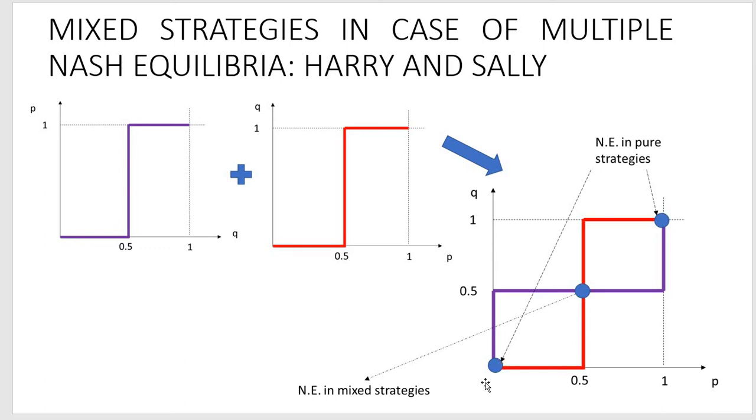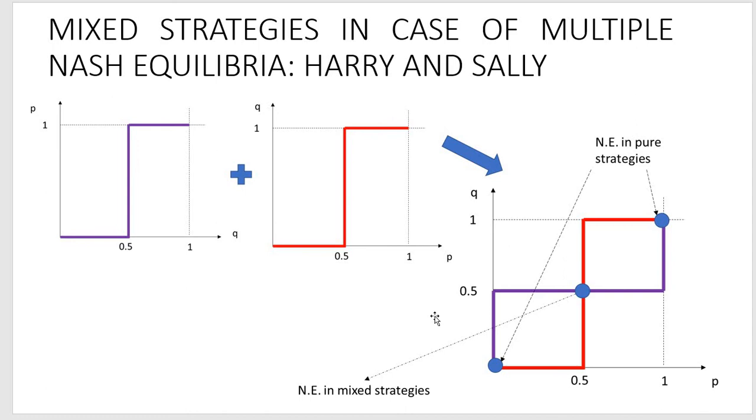First, when both of them decide to go to Costa Coffee. So for Sally, probability of going to Starbucks is equal to 0, and for Harry, probability of going to Starbucks is equal to 0. Then you have an equilibrium when both of them decide to go to Starbucks, with probabilities assigned to this strategy equal to 1. And finally, we have one more Nash equilibrium in mixed strategies when they randomize. So when for each of them, the probability of going to Starbucks is equal to 0.5.